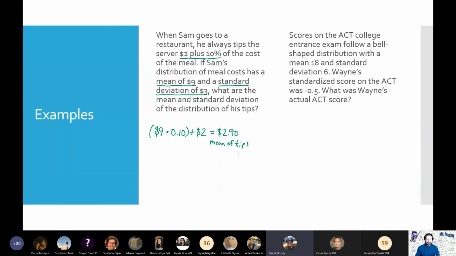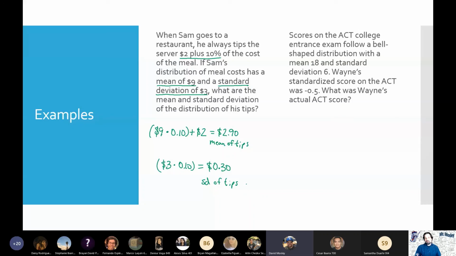The standard deviation is not affected by addition. That will not change the value of the standard deviation. However, the multiplying by 10% will. So the only operation we need to do for the standard deviation is the multiplying by 10%. So we just take the $3, multiply by 0.10. That will give us 30 cents. And this is the standard deviation of the tips.